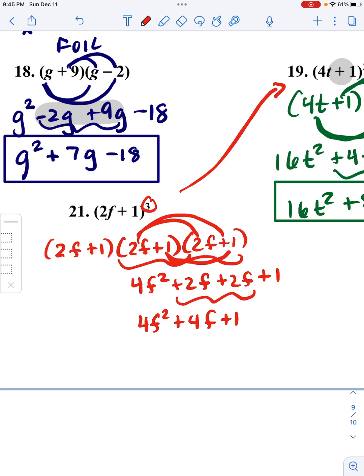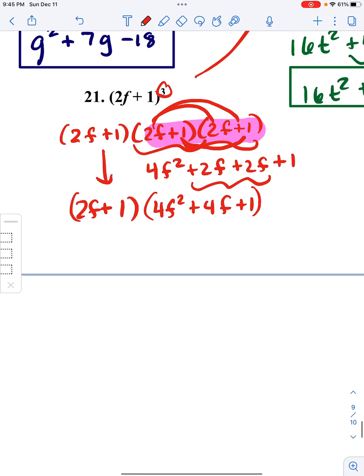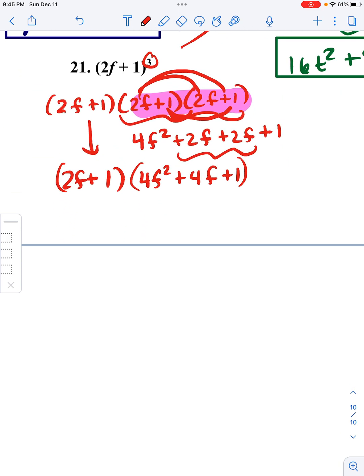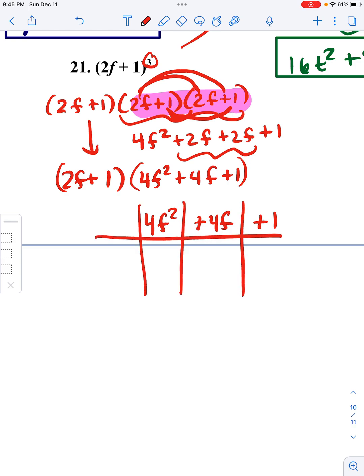Okay, so that much is the answer to 2 out of the 3. So this one comes back down. And so now number 21 is kind of a combination of 19 and 20, because now what I've got to do is take these terms and write them across the top. And then I'm going to take my 2f and my plus 1 and write them across the side.